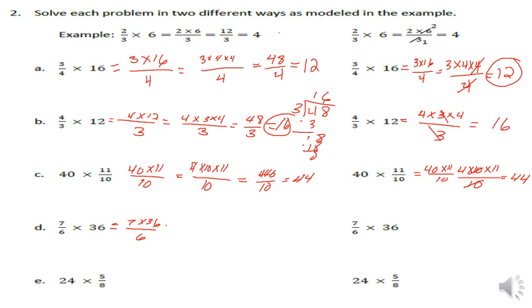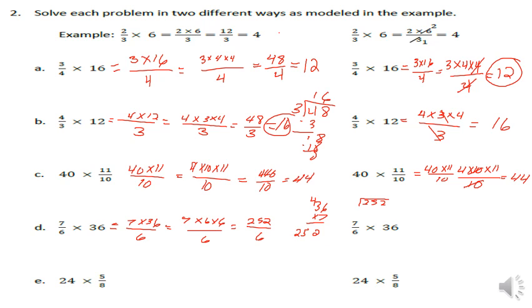Our next one, 7 times 36 over 6. So I'm going to use 6 in my decoding: 7 times 6 times 6 over 6. And now, when I multiply this back out, if I had to do my multiplication, I'd end up with 36 times 7, which is 252. So we have 252 divided by 6.